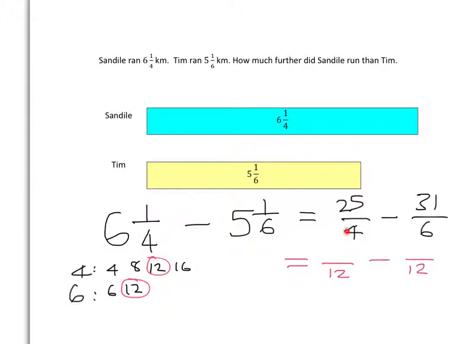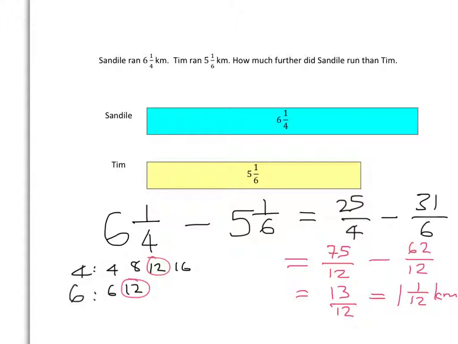Again, I just look at what I've done. I've multiplied by 3, so I have to do exactly the same to the top. And 25 times 3 is 75. Here, to get to 12, I multiplied by 2, so I've got to do exactly the same to the top, and that will give me 62. 75 minus 62 is going to be 13, so we've got 13 over 12, which is 1 and 1/12, and in this case, we were talking about kilometers.